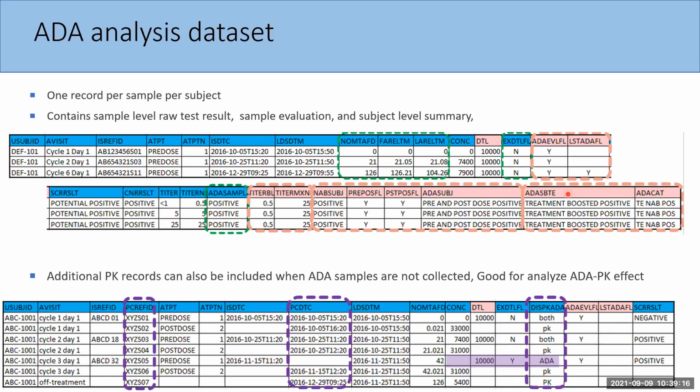In this case, an indicator can be used to differentiate the ADA records with PK samples and the additional PK samples. It would be easier for a modeler to analyze the ADA PK effect, for example, to create PK profiles by different ADA categories. Next slide, please.